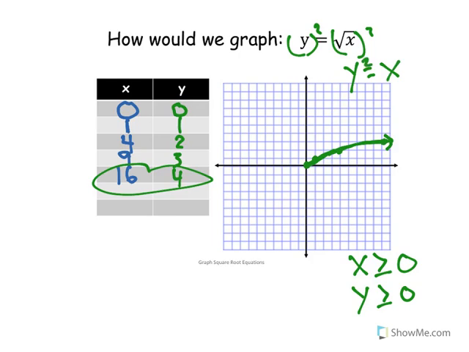X is equal to y squared. So what is this really the graph of? This is, and you'll learn this, you won't do this next year, you'll do it the year after. This is really a sideways parabola, okay?